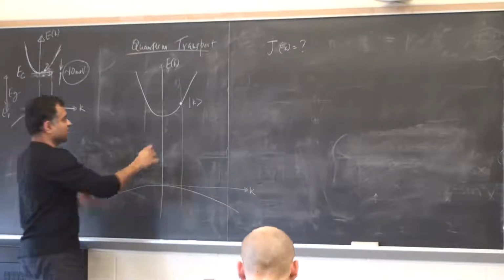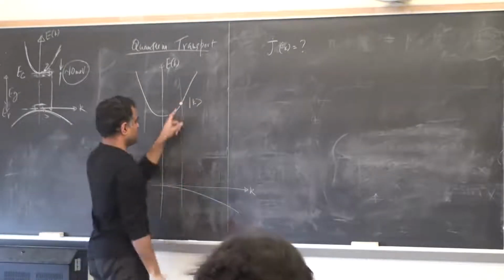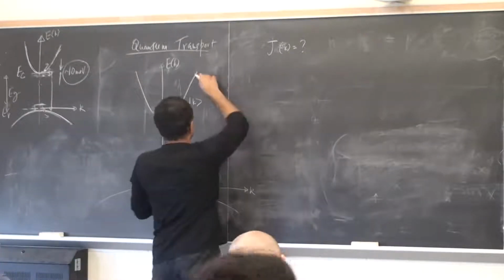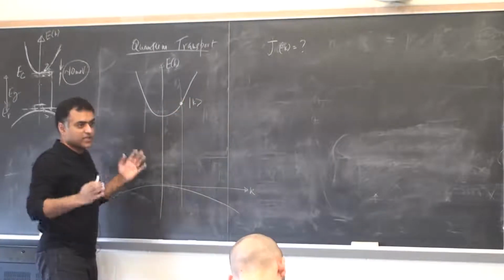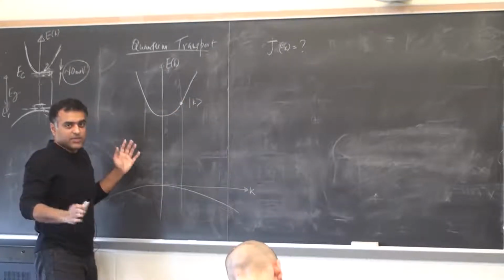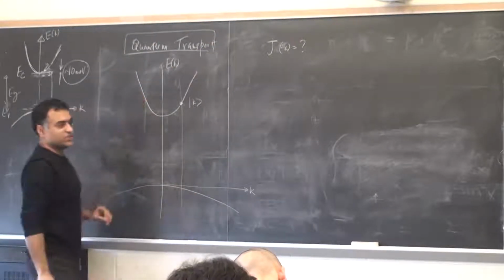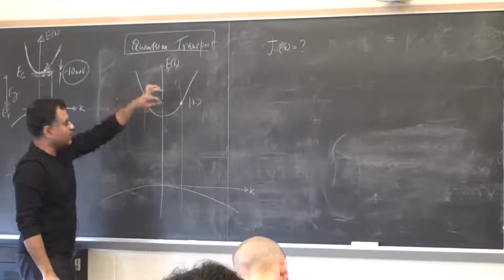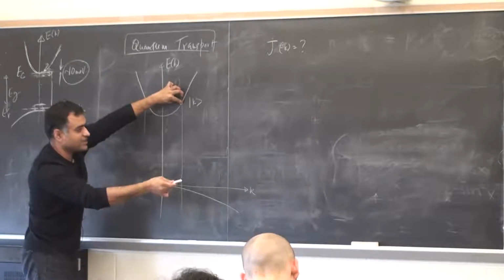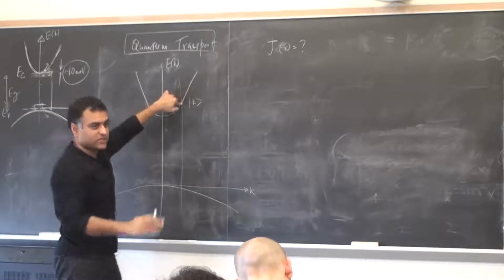Because if I can answer this question, what is the current carried by this state, I can just sum over all states that are occupied and get the total current. Right? That's done. So any quantum transport problem, that is exactly what you're doing: you're finding the state k, finding the current carried by that state, and then just summing it over all.